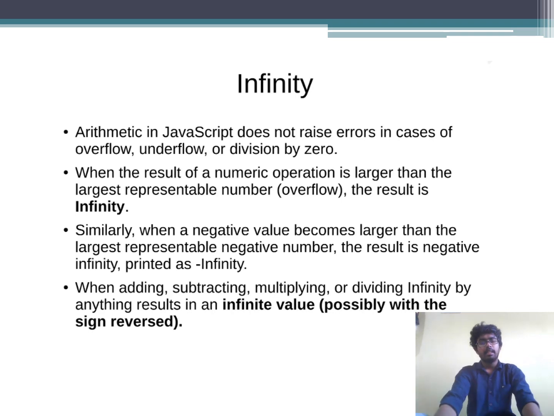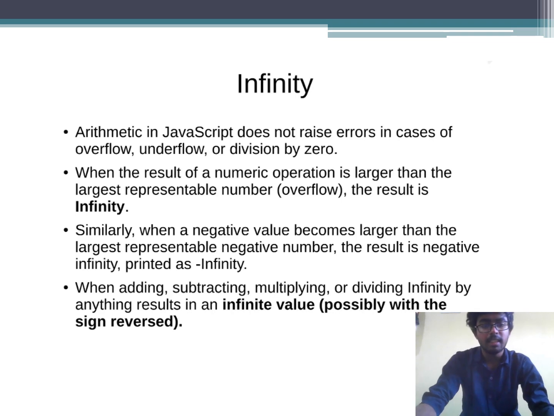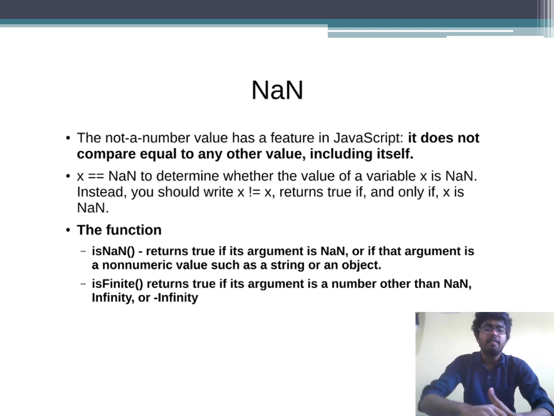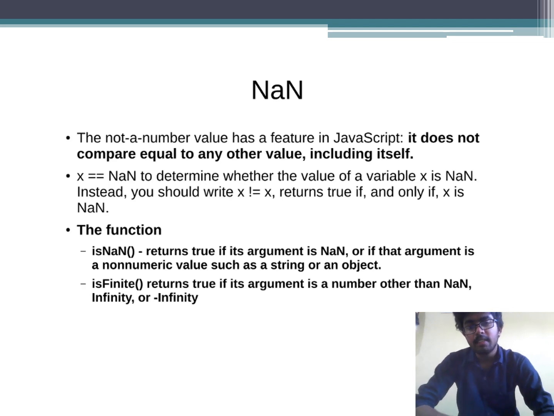Similarly, when a negative value becomes larger in magnitude than the largest representable negative number, the result is negative infinity. When adding, subtracting, multiplying or dividing infinity by anything, the result is an infinite value. NaN, not a number, has a feature in JavaScript. It doesn't compare equal to any other value, including itself.